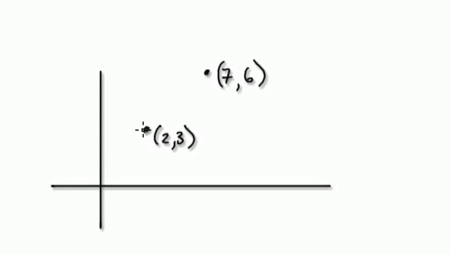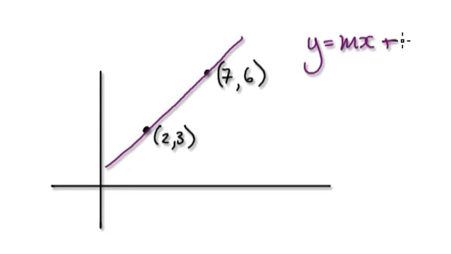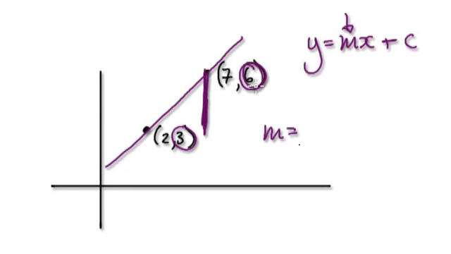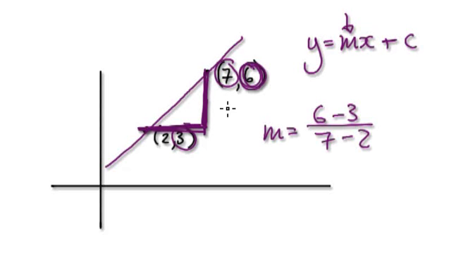From our section on graphs, we've seen that whenever you get given two points, you can always come up with an equation for a straight line. The first thing you would do is write down y equals mx plus c, and then you have to find the gradient. The gradient would be the up and down, so that would be 6 take away 3, divided by the across, so that would be 7 take away 2. That would then give you your gradient.